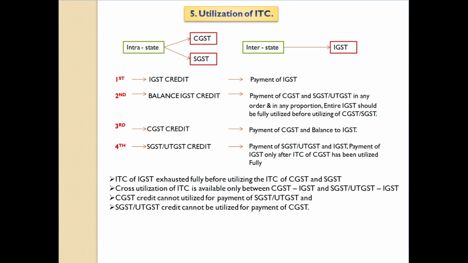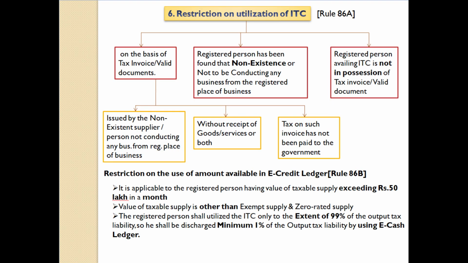And this is only when the credit of CGST is not available for payment of IGST. Also, the points are that CGST credit cannot be utilized for the payment of SGST or UTGST, and SGST or UTGST credit cannot be utilized for the payment of CGST, which means cross utilization is not available.